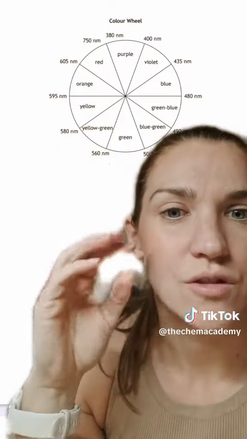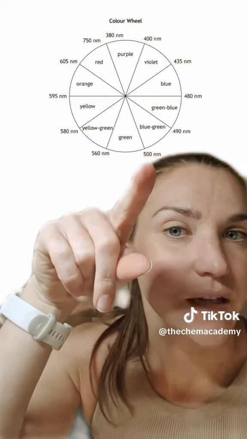Depending on what wavelength of light is emitted, between 380 and 750 nanometers, you will get a certain colour. So the red part of the Aurora Borealis is to do with wavelengths of light between 750 and 605 nanometers being emitted when the electrons fall back down to lower energy levels. And the green light we see being emitted is wavelengths of light between 500 and 560 nanometers being given off when the electrons fall back down to the lower energy levels.